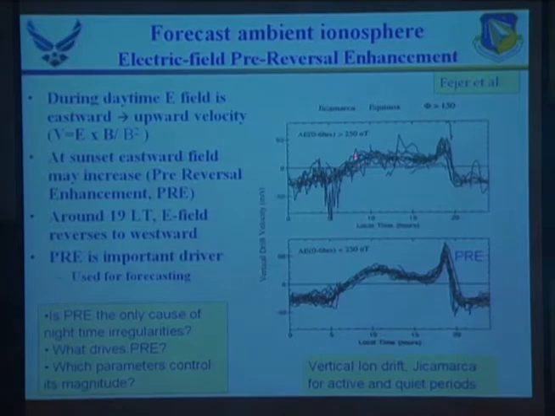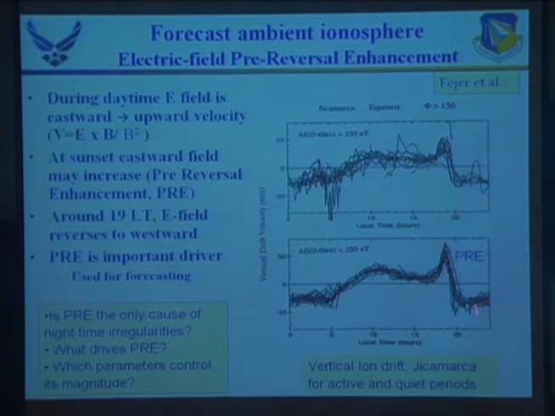Again, this was also mentioned. It's a seasonal effect. The pre-reversal enhancement is the enhancement in this plot, shown from a model from Bella Fayer, which shows the vertical drift as a function of local time. During the day, it's positive. Then it goes negative during the night. And just at the time it changes sign, it has a little hiccup there. It's called the pre-reversal enhancement. And this pre-reversal enhancement is due to the gradient between day and night in the E region.